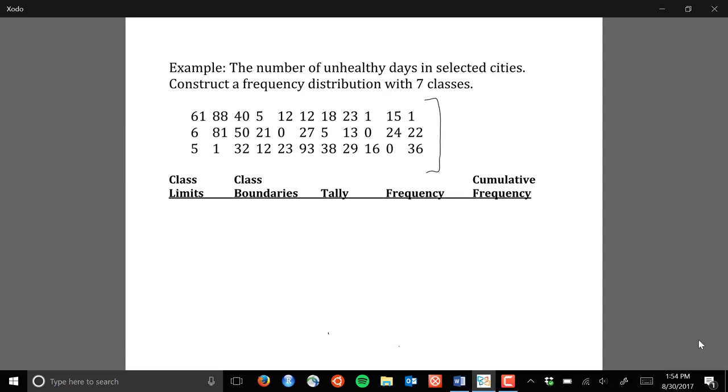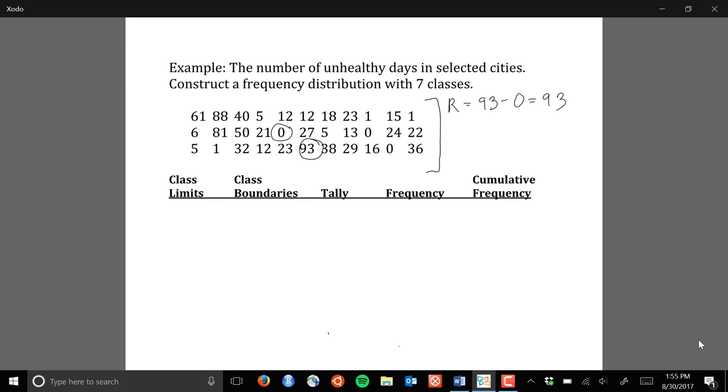So the first step in creating a grouped frequency distribution is determining the range of your data. In this case, it's the largest observation minus the smallest observation. And there's actually more than one zero in this particular data set. So our range for this data set is going to be 93 minus 0, which is 93.